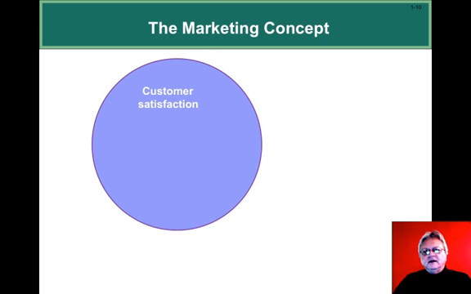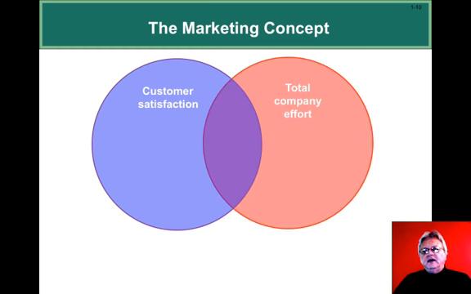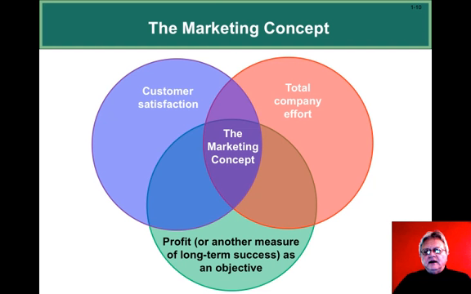Graphically, the marketing concept consists of three components. It focuses on customer satisfaction. It involves a total company effort. And it also involves some type of profit measure or profit outcome. And the intersection of those three elements captures the essence of what we're talking about when we talk about the marketing concept.